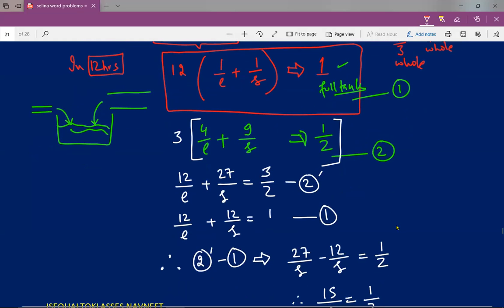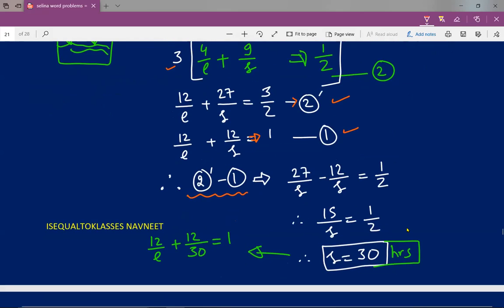Okay, so I have solved this equation to save some time, and let me explain what I've done. I multiplied this equation 2 by 3. So I got 12 upon 11 plus 27 upon S is equal to 3 by 2. This becomes equation number 2 dash. Then I have this equation 1. This was 12 upon 11 plus 12 upon S is equal to 1. So these two equations I have. I'll do 2 dash minus 1.